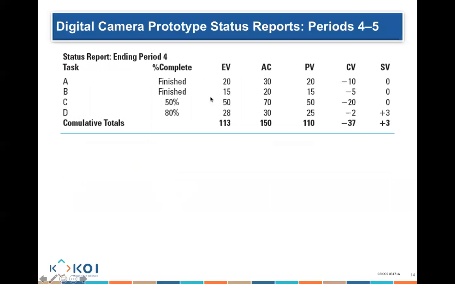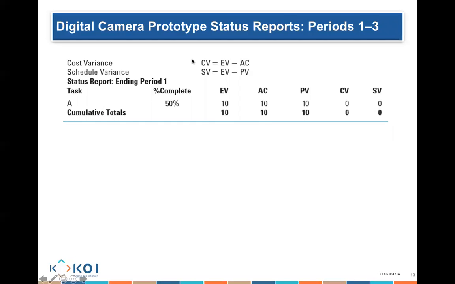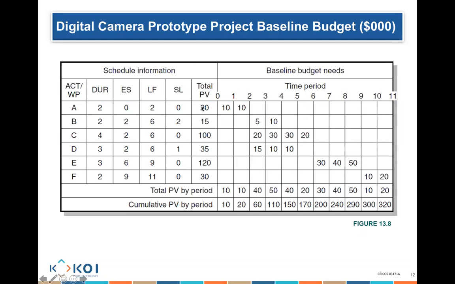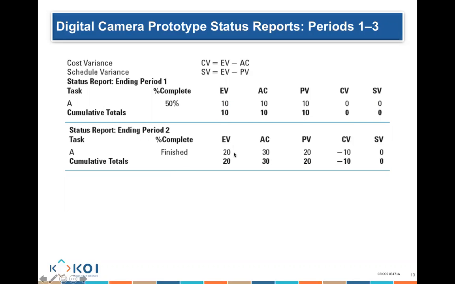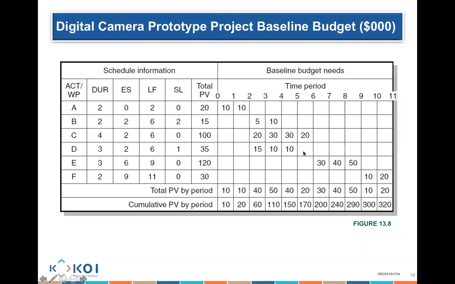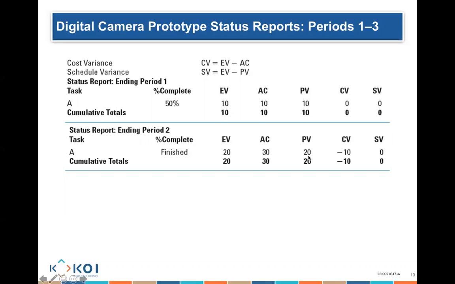So 100% of this task is finished. So how much have I earned? I have earned the whole $20 now. So when I finish it all, I've earned 20. What's it cost me? It cost me 30. What was planned? I was planned to finish 10 plus 10, which is 20. Can you see that? Do you understand that, guys?